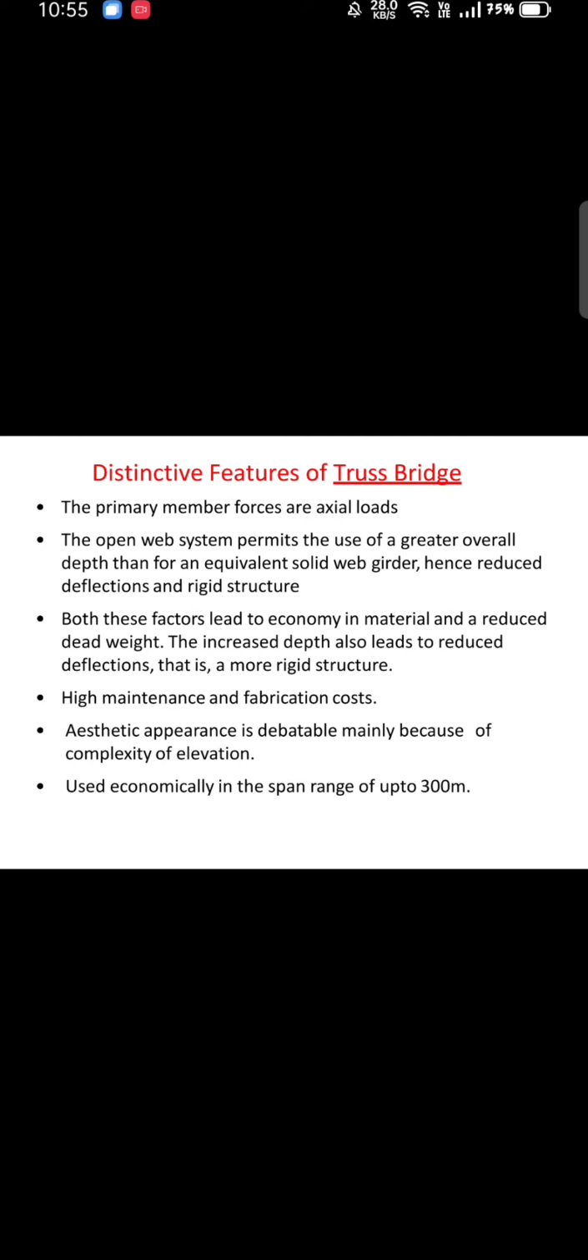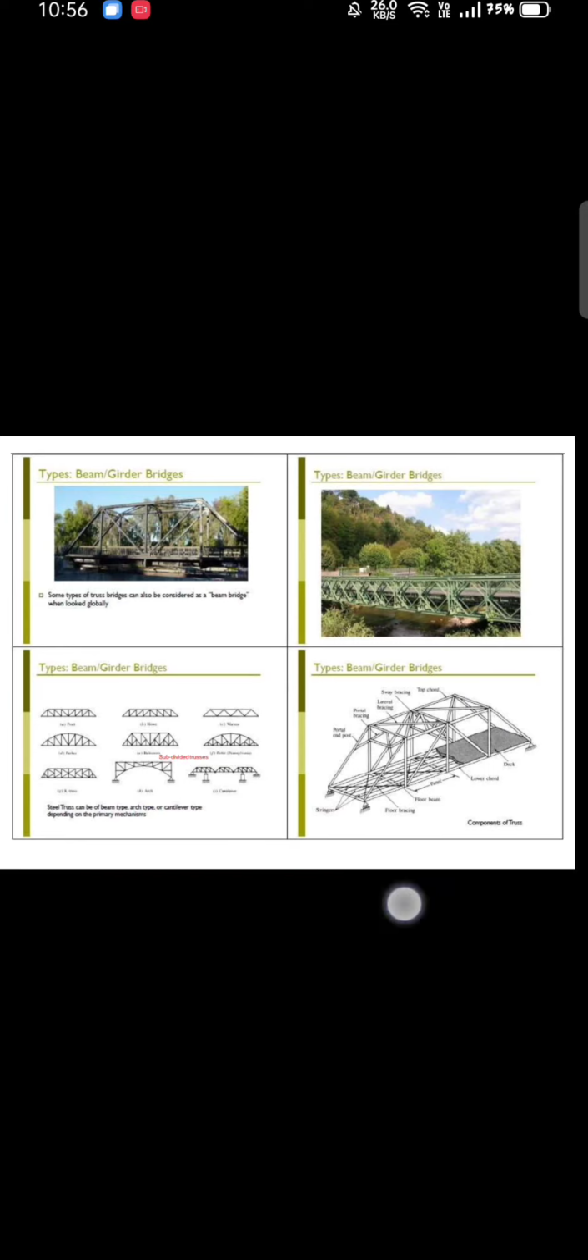The main disadvantage here is high maintenance and fabrication costs, and people require more skilled labor and skilled professionals while performing this job. The aesthetic appearance is exceptionally beautiful, and the span range which is economical is up to 300 meters. You can see various types of truss bridges like Howe truss, Pratt truss, Warren truss. A number of bridges can be used for multi-purpose also. On the top you can use it for railway, and below you can use it for roadway as well.